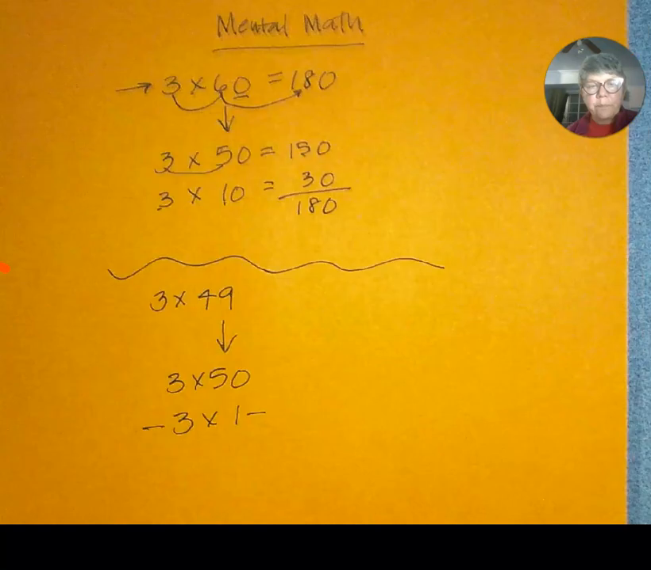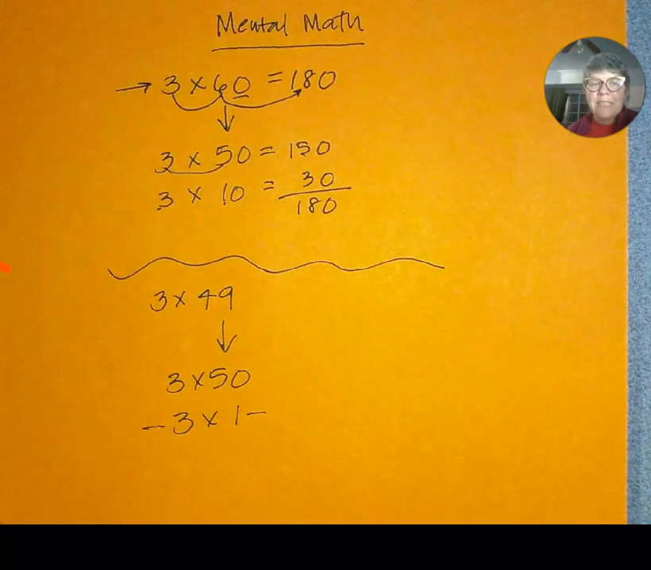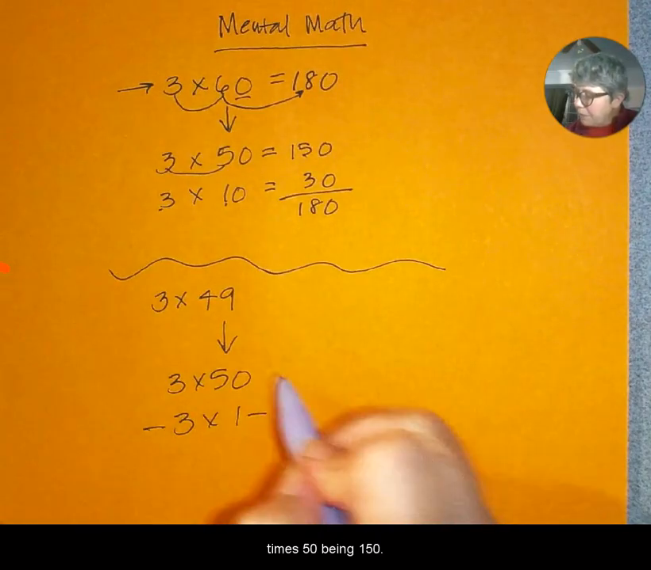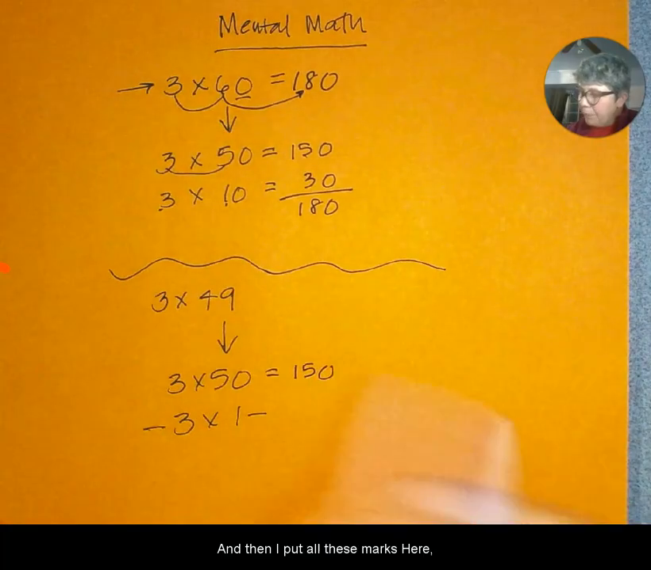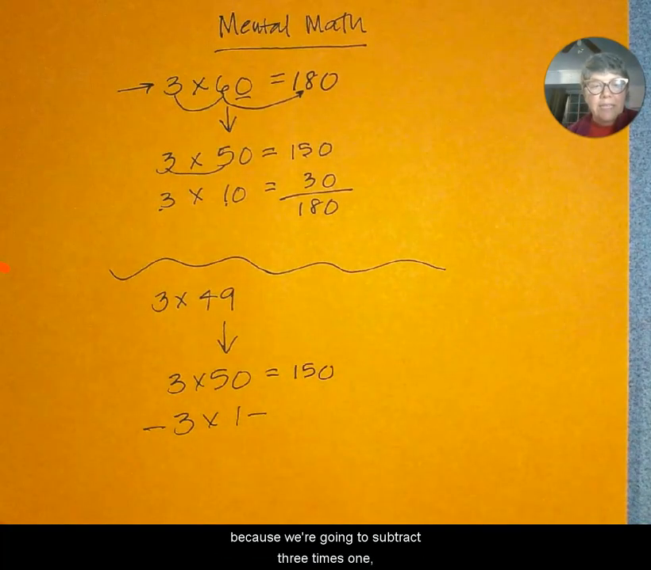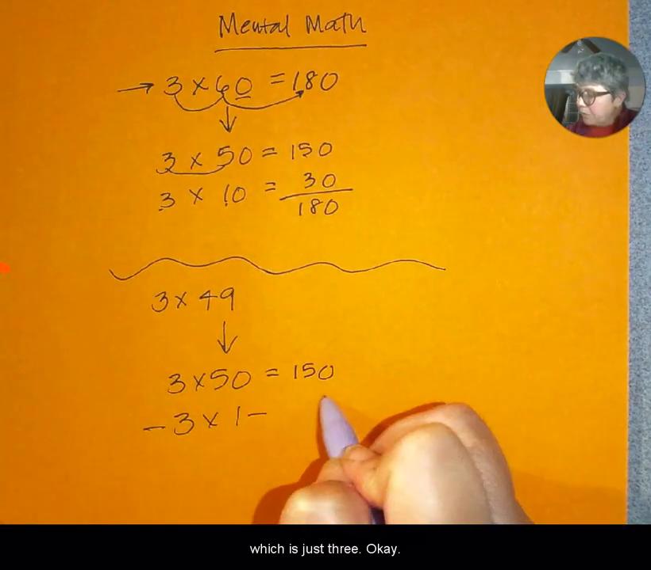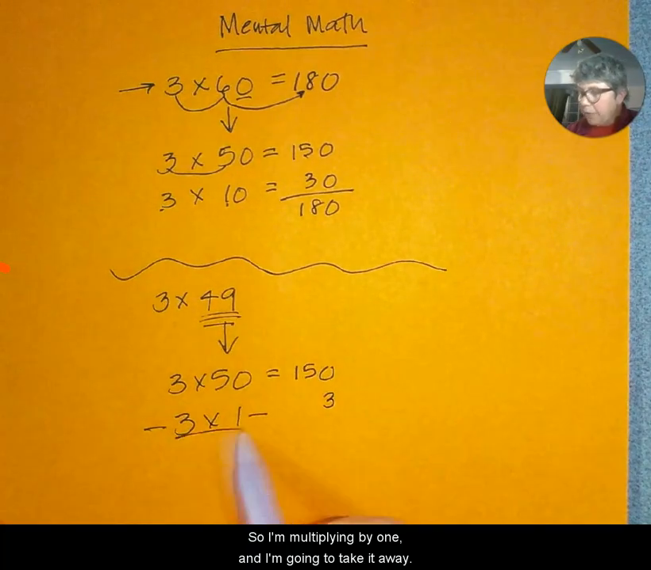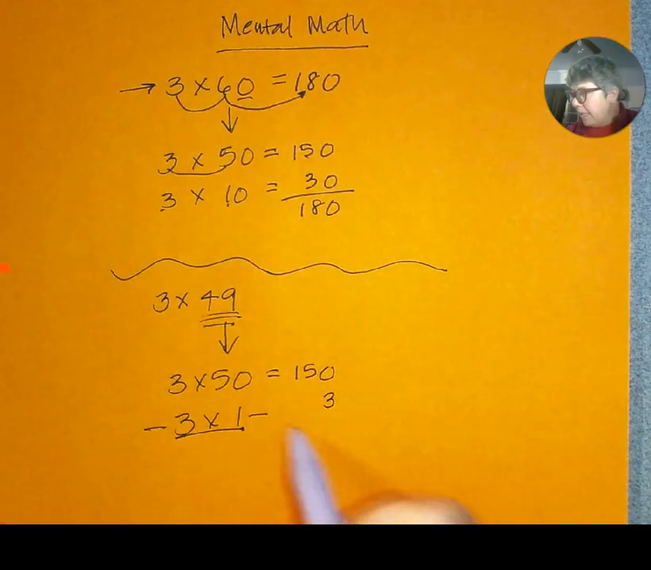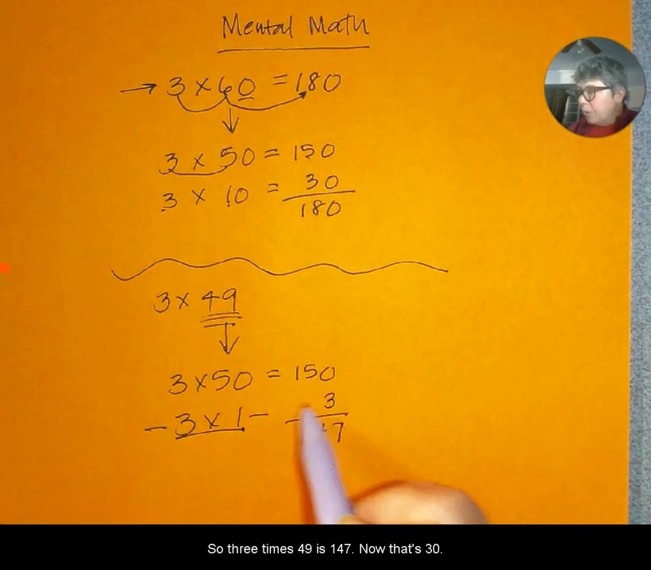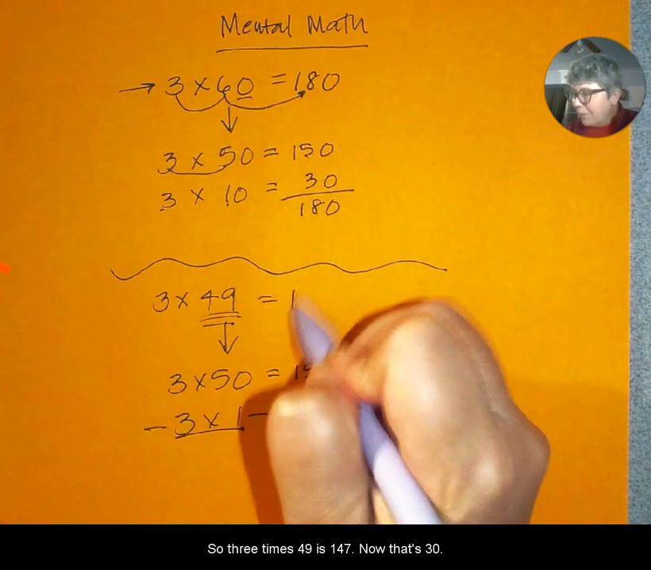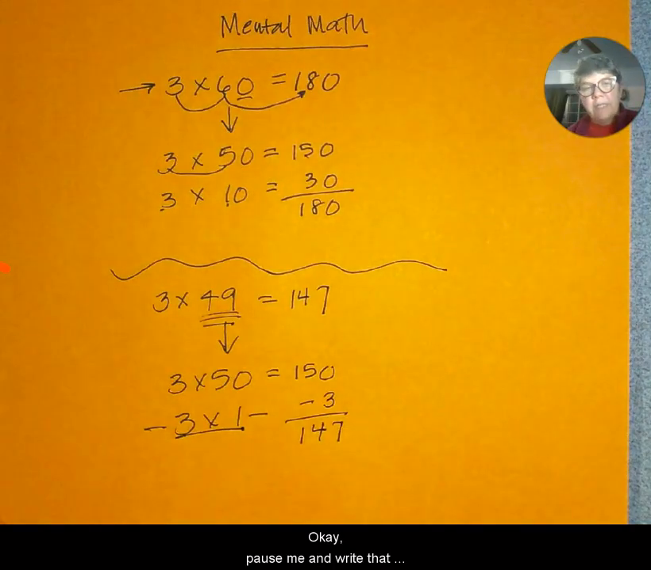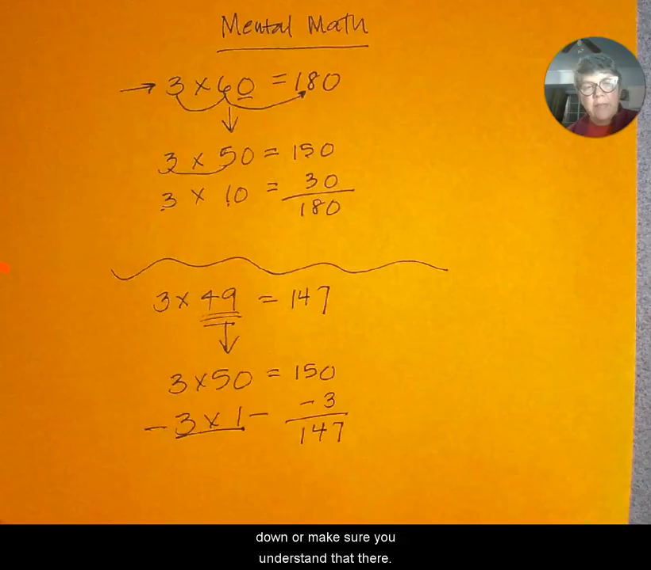Like right here, what about 3 times 49? Okay, that could be a lot to think about, but I could think about 3 times 50 being 150, and then I put all these marks here because we're going to subtract 3 times 1, which is just 3, okay, because I have 1 less, right? So I'm multiplying by 1, and I'm going to take it away, so 147. So 3 times 49 is 147. Now that's pretty neat, right, to think about. Okay, pause me and write that down, or make sure you understand that there.